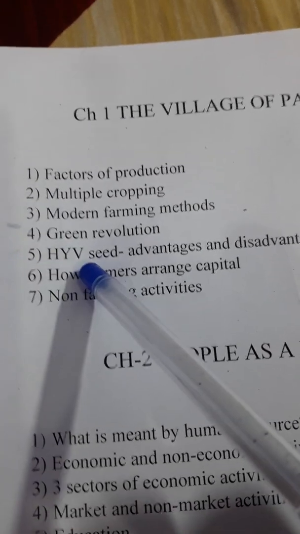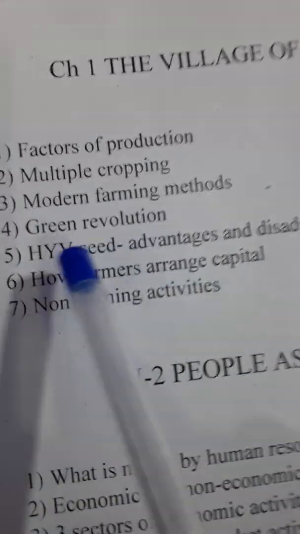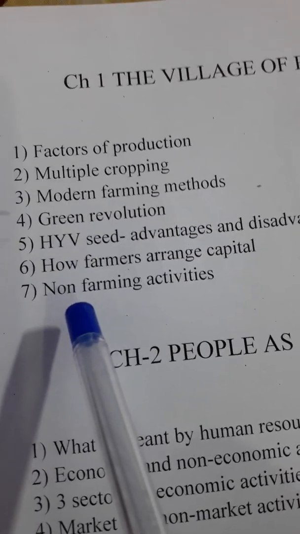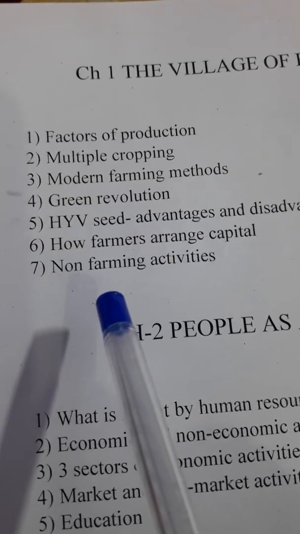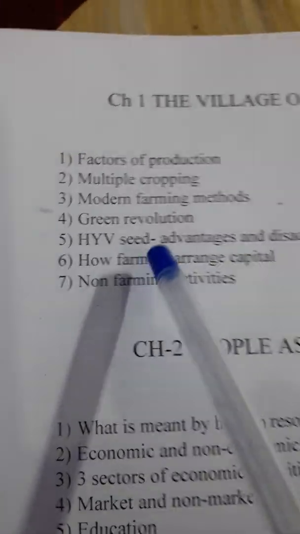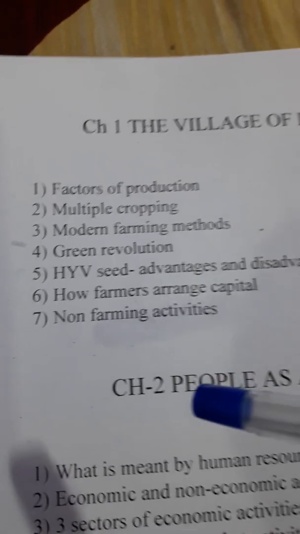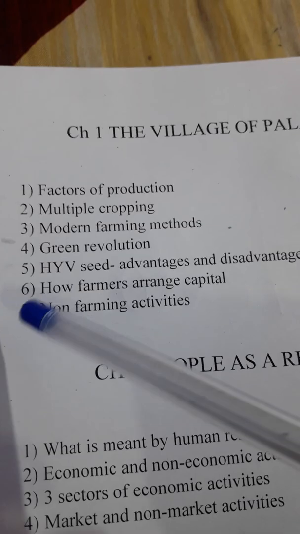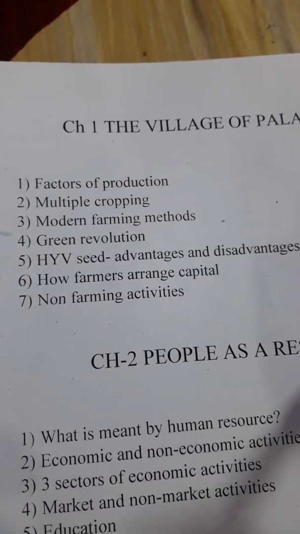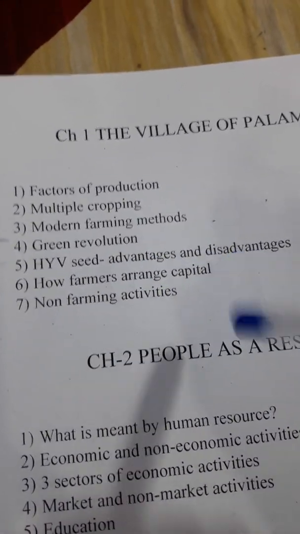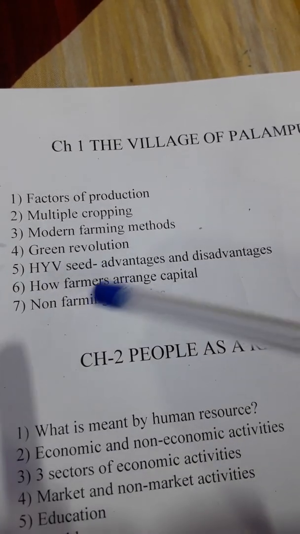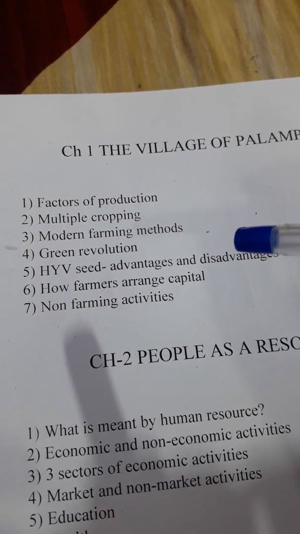Now, fourth is the green revolution. Again, a most important question from this chapter. Firstly, you have to tell when it started, what there was in the green revolution, and how it was a benefit to all the farmers. And the next point is HYV seeds. HYV seeds were the seeds used in the green revolution, and there were some advantages and disadvantages of HYV seeds which you have to give, and you can frame questions from these key points.